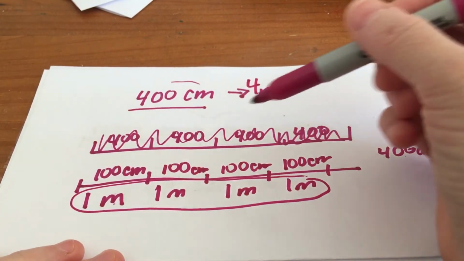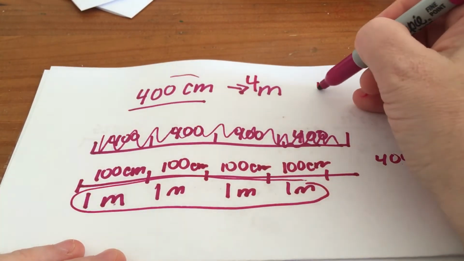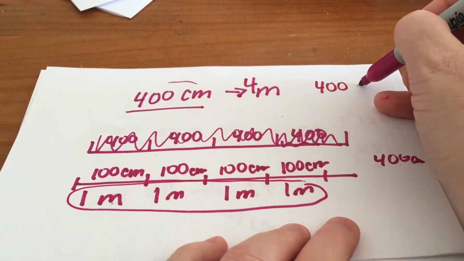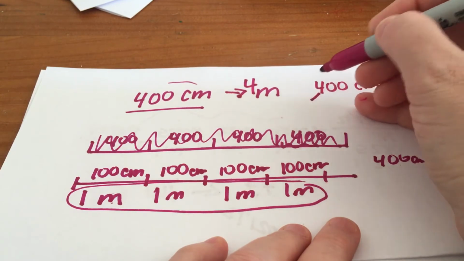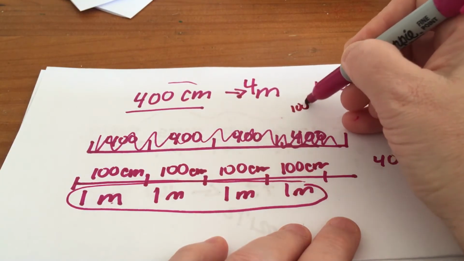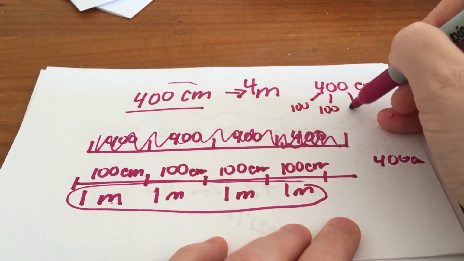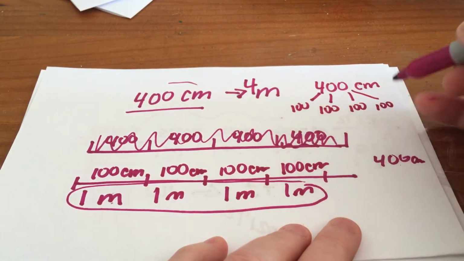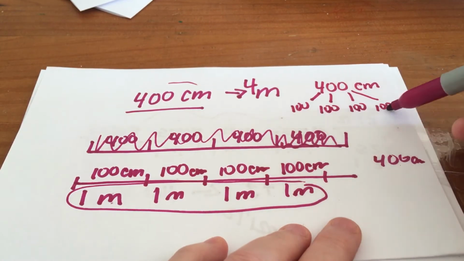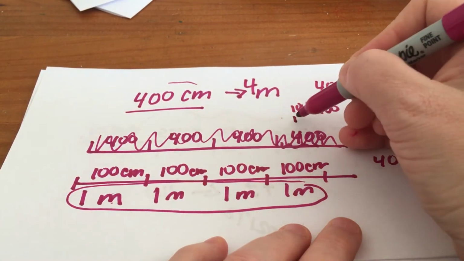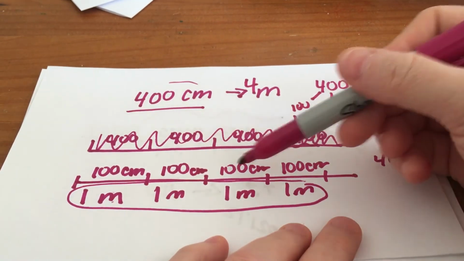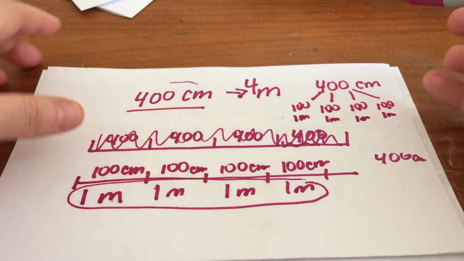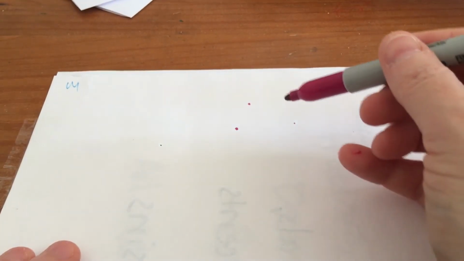Or you would do this. 400 centimeters, and you would divide it by 100 4 times. 1, 2, 3, 4. Because every one of these 100s is equal to 1 meter. You could do it this way, or you could do it this way. Let's do another one like that so you can see how that would go.